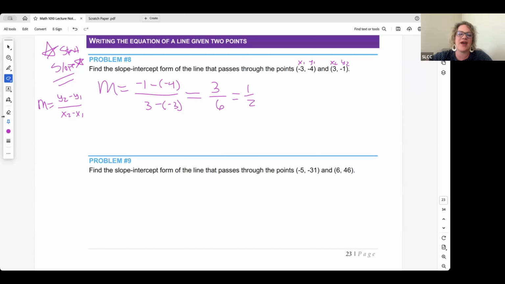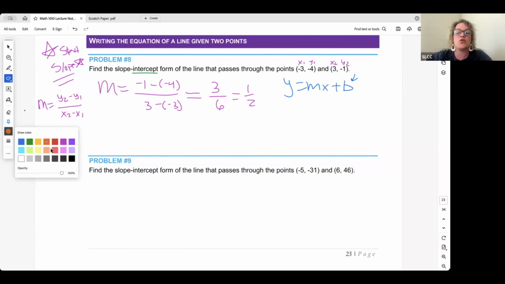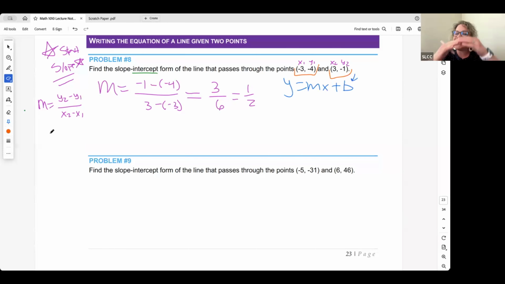Now I have my slope. That is step 1 to writing the equation of a line. The second step is I want slope-intercept form of the line. How do I find the y-intercept? Remember, y equals mx plus b. This is your y-intercept. Every time, you use one of the points to plug in and solve for b. It doesn't matter which point you use. You can choose because both points lie on the line and make the statement true.